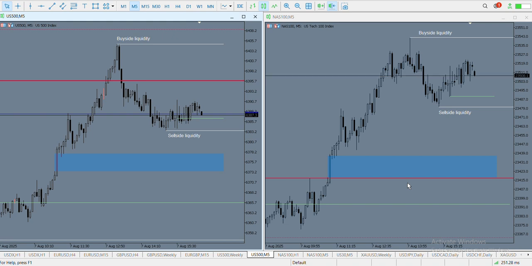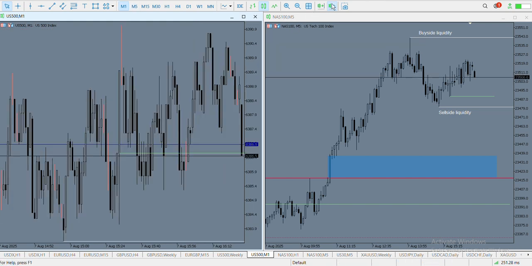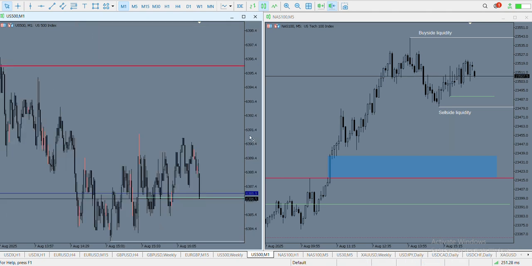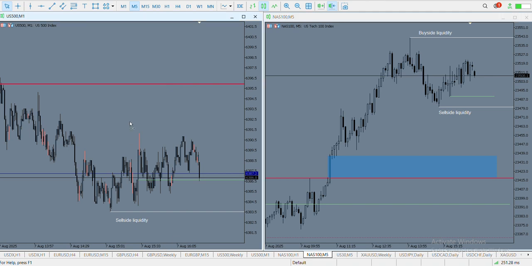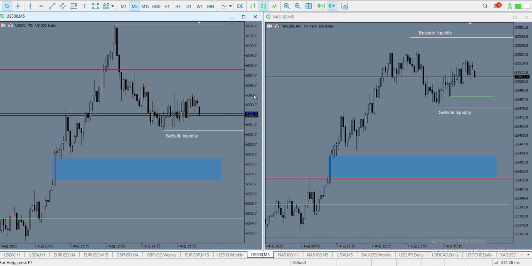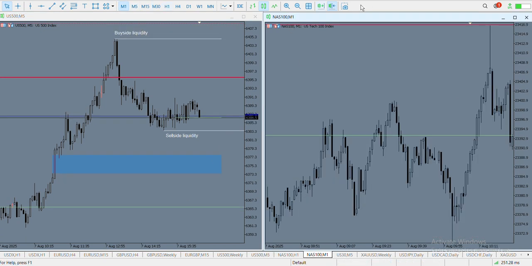So 9:25 a.m. New York time. You can see how this 9:25 candlestick has opened. We've opened with a volume imbalance and we're moving lower. So far, so good. Let's look at a 1 minute for both US 500 and NAS 100. Actually, US 500, I'll still stick with the 5 minute, and NAS 100.